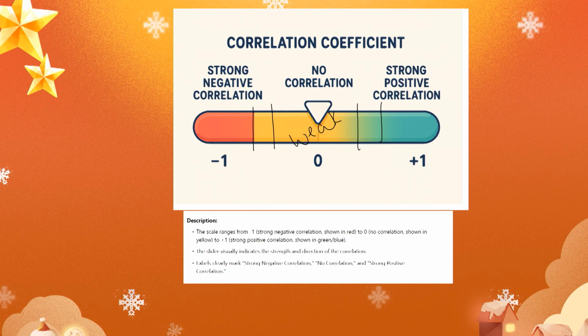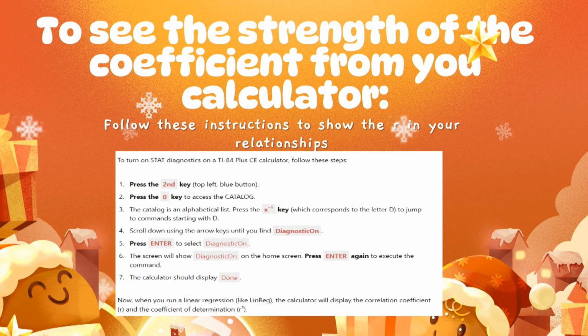The scale ranges from negative 1, which is a strong negative correlation shown in red, to 0, which is no correlation whatsoever, to a positive 1, which is a positive strong correlation, which is shown in your blue and your blue-green. The slider visually indicates the strength and the direction of the correlation. So you have your strong correlation, you have your weak correlation, you have your strong positive correlation, and you have your strong negative correlation when you're looking at these coefficients.